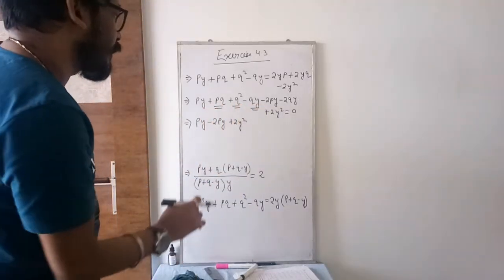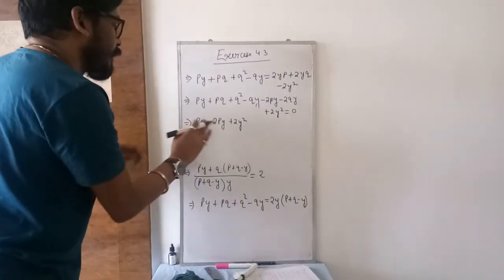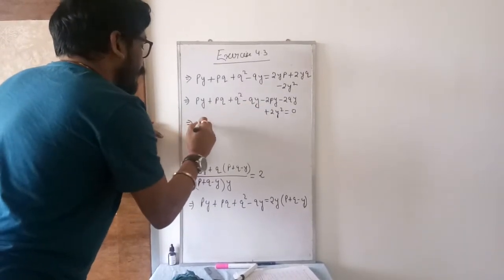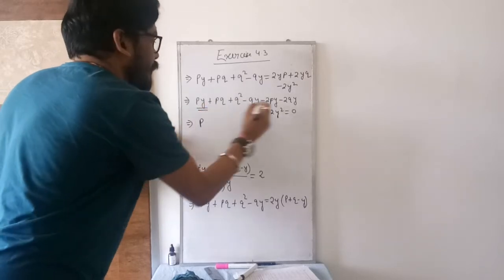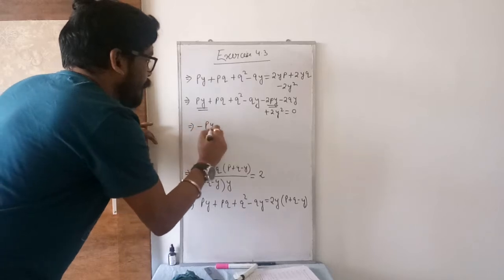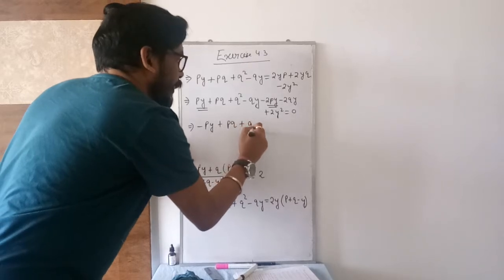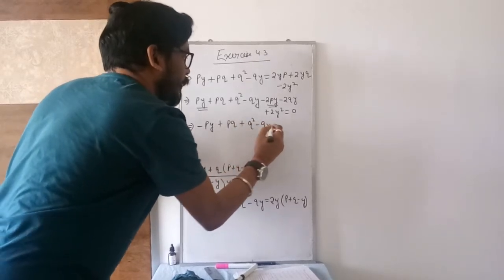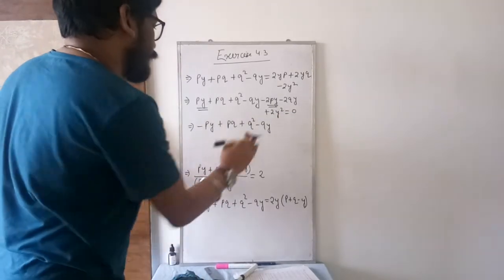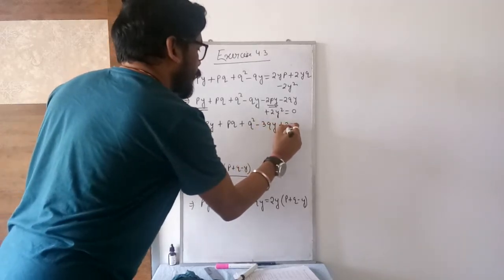Is there any like terms here? Let me check. Yes, py minus 2py, it is minus py. Sorry, let me do the calculation of the like terms. So py minus 2py, it is minus py. There is no other pq, so it is pq, q square minus qy. So minus qy minus 2qy, it will be how much? Minus 3qy. Minus 3qy plus 2y square.